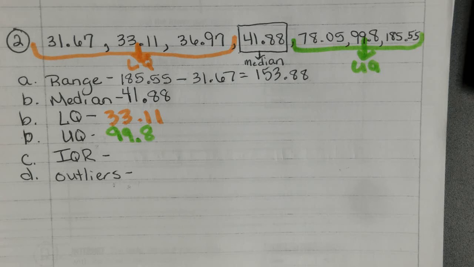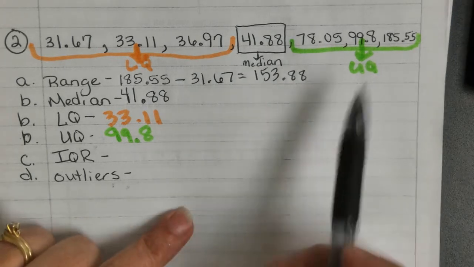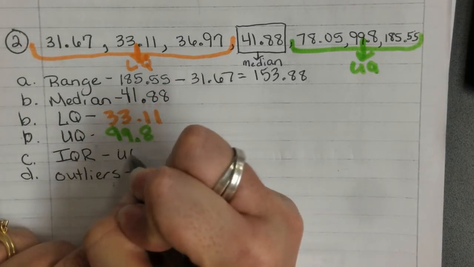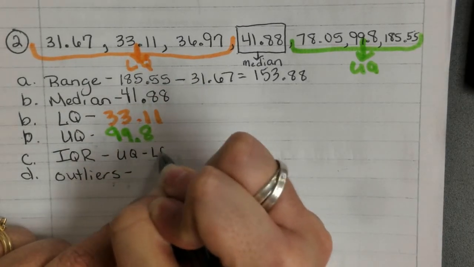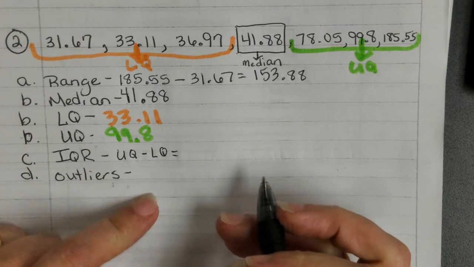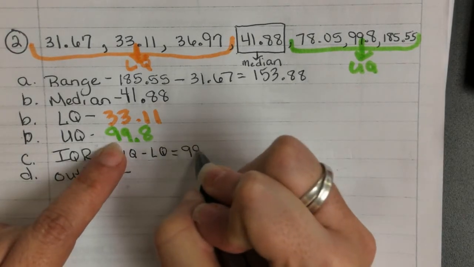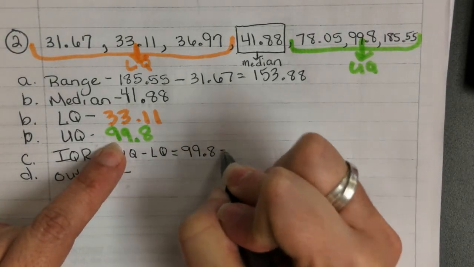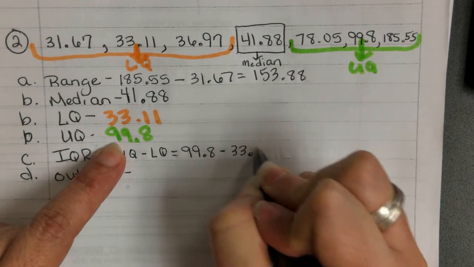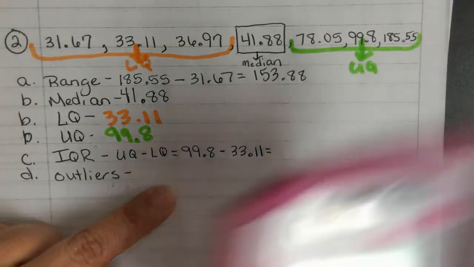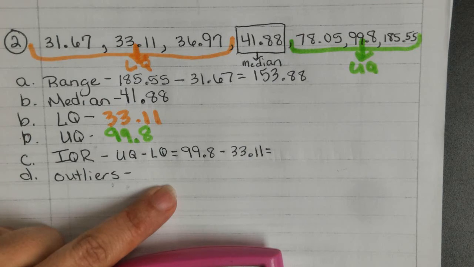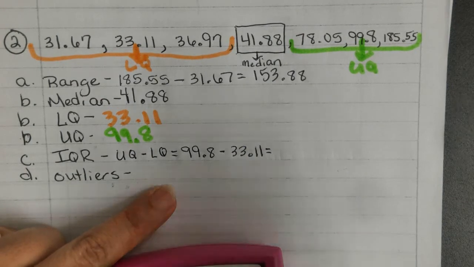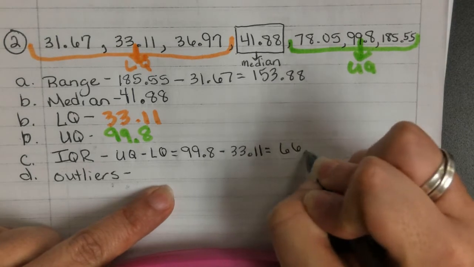Okay, IQR. It is literally the UQ minus the LQ. So it is 99.8 minus 33.11. And I believe you, I can't keep up. Okay, 66.69.